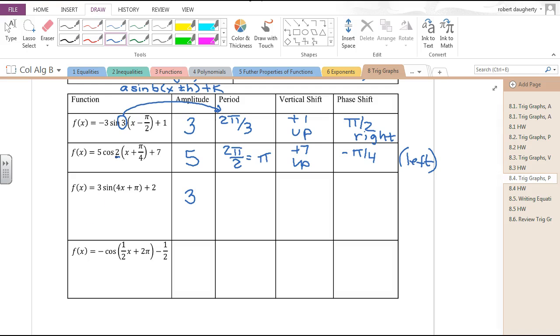So I've got to rewrite this as 3 sine, factor out a 4. Okay. What do I multiply 4 by to get 4x? X. Okay. What do I multiply 4 by to get pi? Pi over 4. Okay.